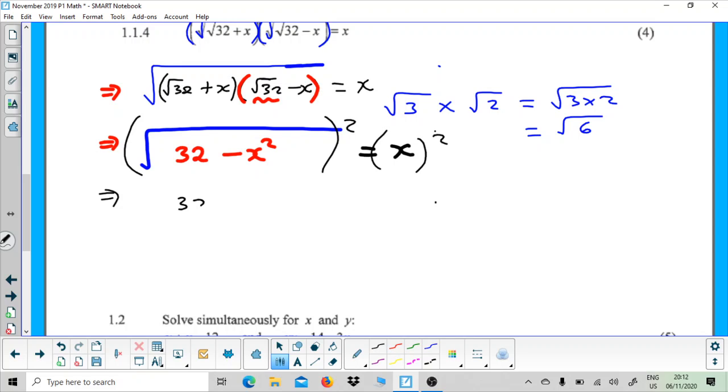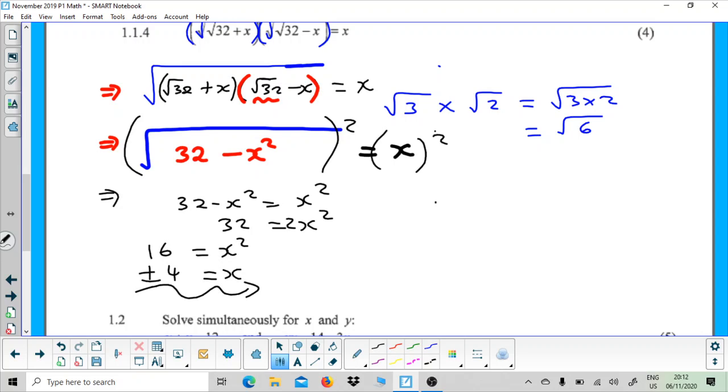So we will have only 32 minus x squared on this side, and on the other side there will be x squared. So I'm going to take the other x squared to this side. We'll have 2x squared, and it is 32. If I divide by 2 both sides, I'll get x squared as equal to 16, which if I square root both sides, I will get plus or minus 4.